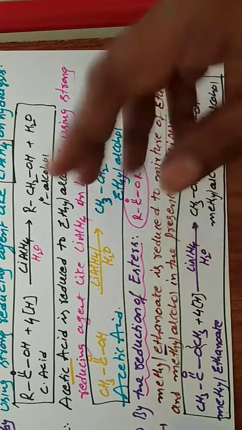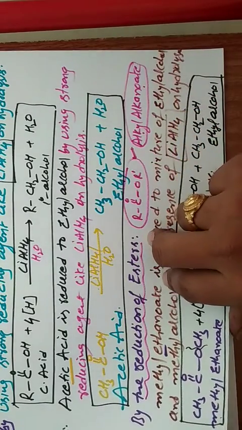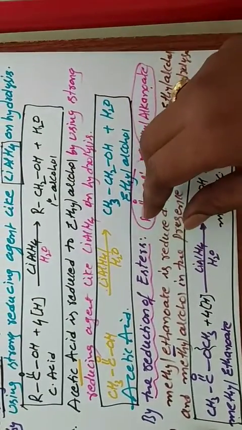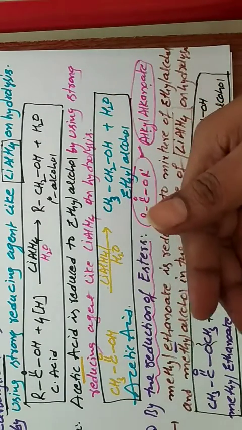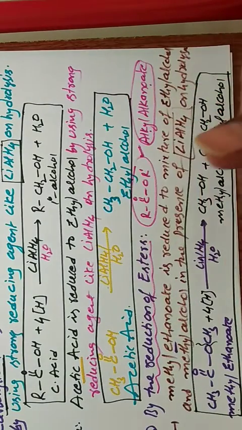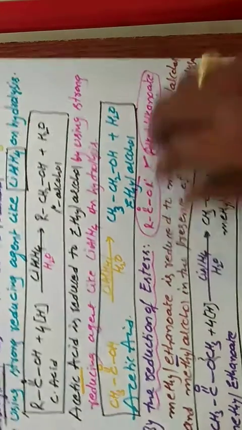So in the case of reduction reactions, firstly we discussed the aldehydes, ketones, next carboxylic acids, next ester reduction reactions. So this is the last preparation method for alcohol, a very important reaction. Okay, so next, the 7th preparation method: by using Grignard reagent.